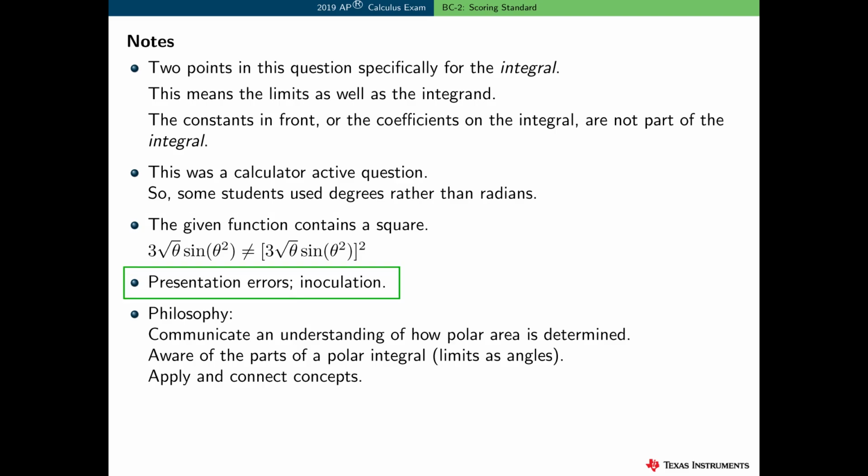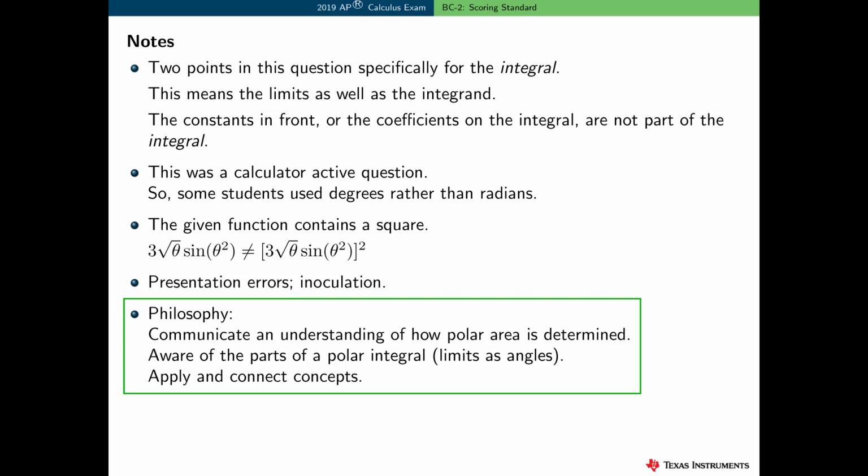There were several presentation errors in this problem. However, a student could be inoculated from further similar presentation errors after committing the first error. And there was a general philosophy in scoring this problem. The student needed to communicate an understanding of how polar area is determined. They must be aware of the parts of the polar integral. Specifically, the bounds on the integral must be angles. And then they must be able to apply and connect several concepts.